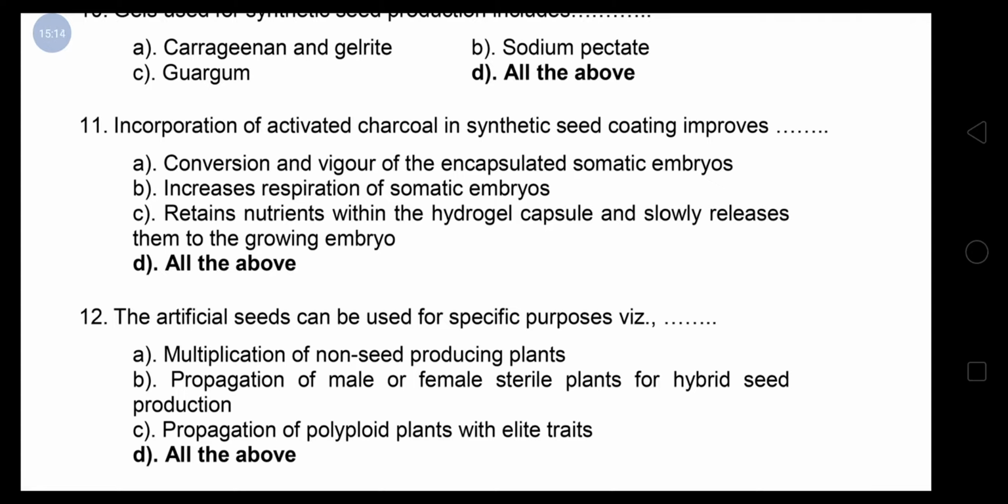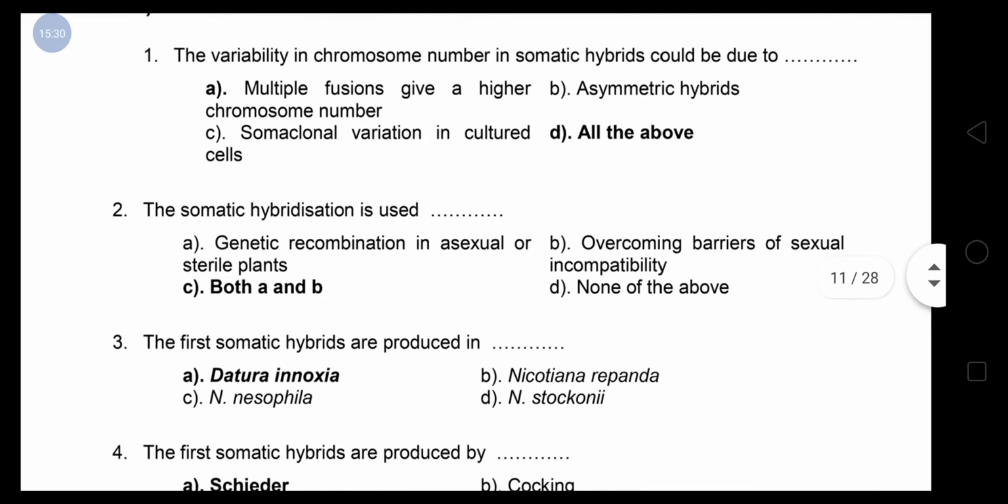Artificial seed can be used for specific purposes like multiplication of non seed producing plants, propagation of male or female sterile plants for hybrid seed production, then propagation of polyploid plants with allied traits. The variability in chromosome number in somatic hybrids could be due to multiple fusion giving a higher chromosome number, asymmetric hybrids, then somaclonal variation in cultured cells.